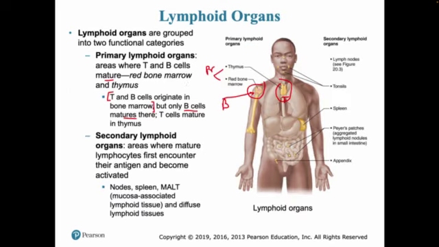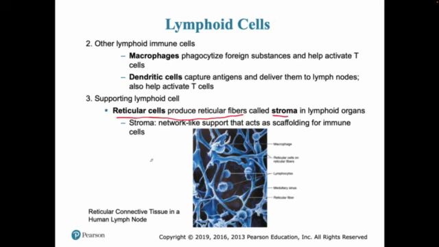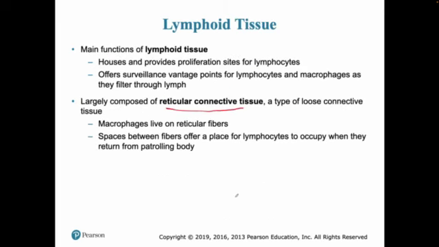Then we have, so these are the lymphoid organs. Then lymphoid tissues. What are these lymphoid tissues? They're basically nothing but reticular connective tissue, which is a type of loose connective tissue. Macrophages actually live on these fibers. We just now discussed this reticular tissue made up of reticular cells.